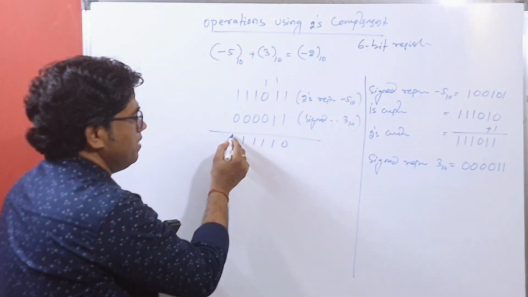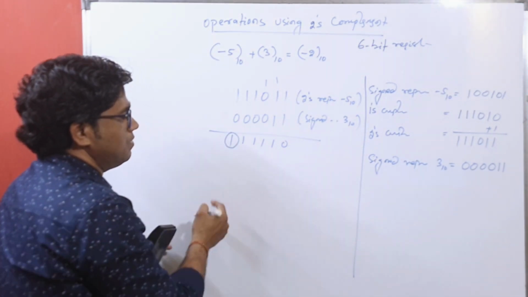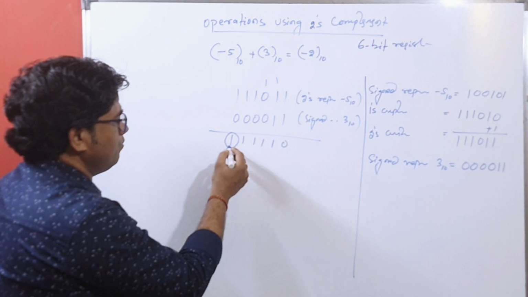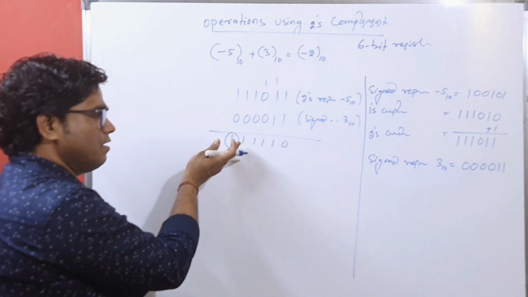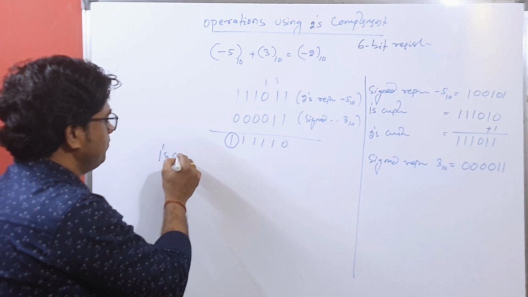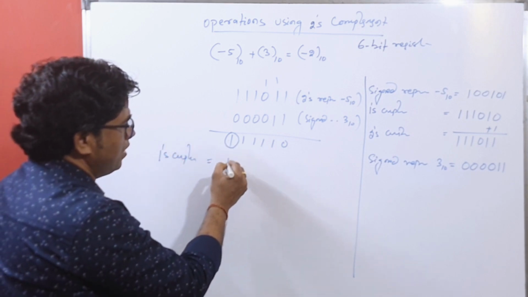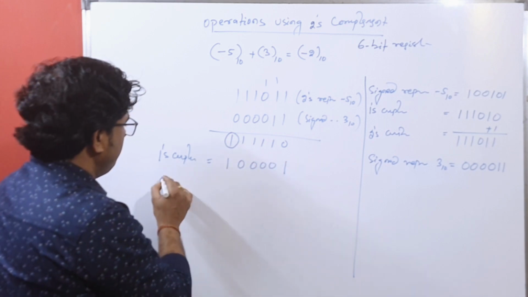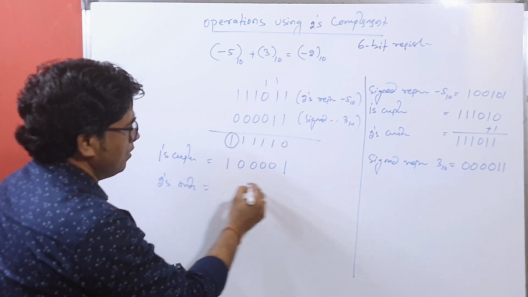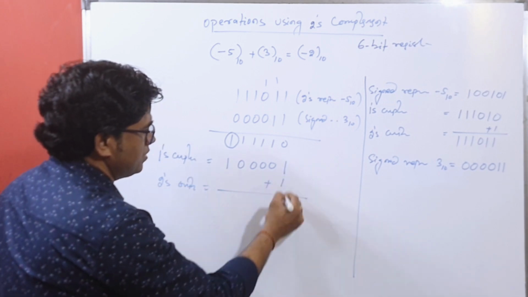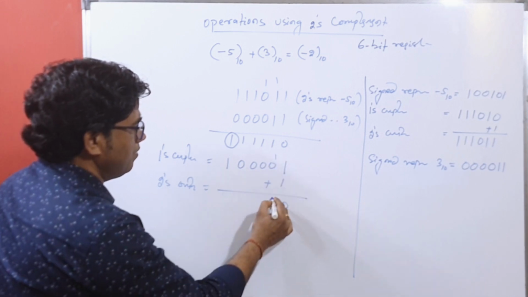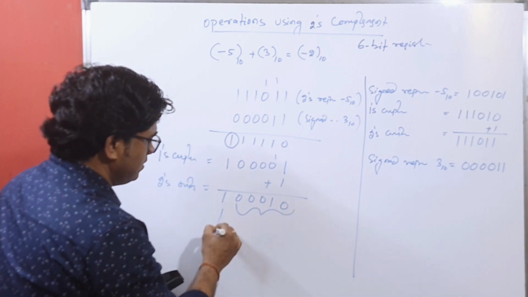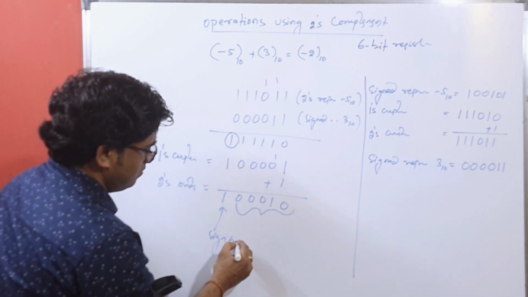So the same technique: as the MSB of the result contains 1, it indicates the result is a negative number. So you find out the 2's complement of the result again. Before the 2's complement, first you find out the 1's complement of the result, that is 1, which is the sign bit, then 0 0 0 0 1, and then the 2's complement equals simply adding 1 to the 1's complement. That is 0 0 0 1 0. And this is your actual result, and this is the sign bit of the result.